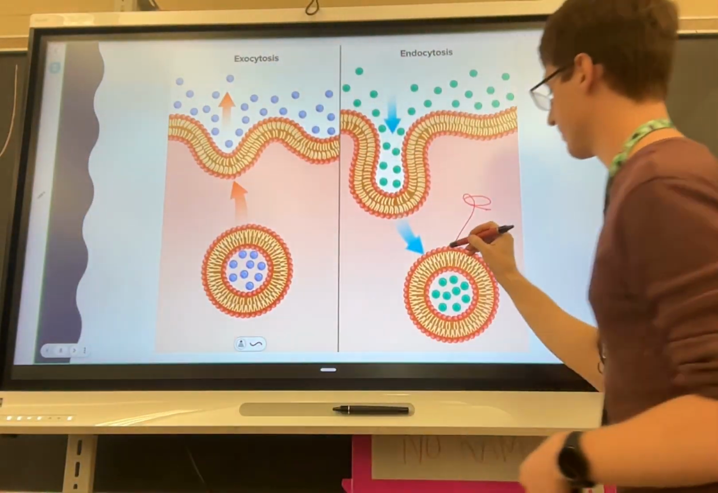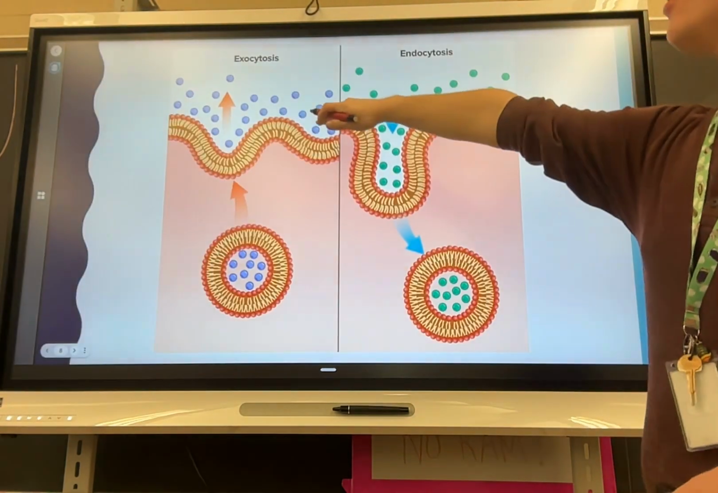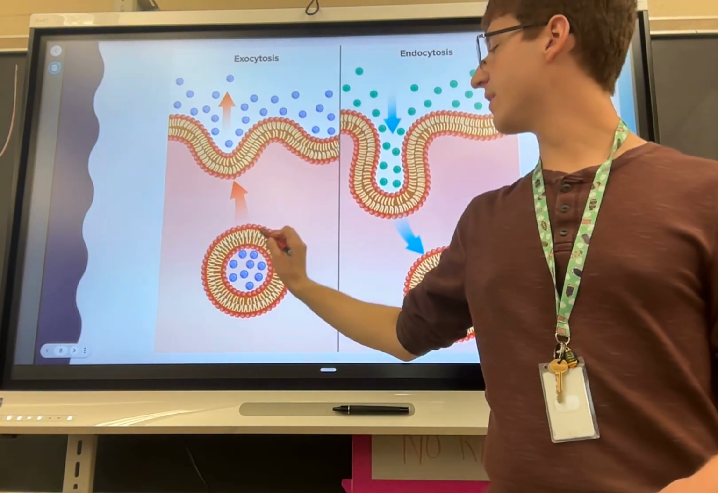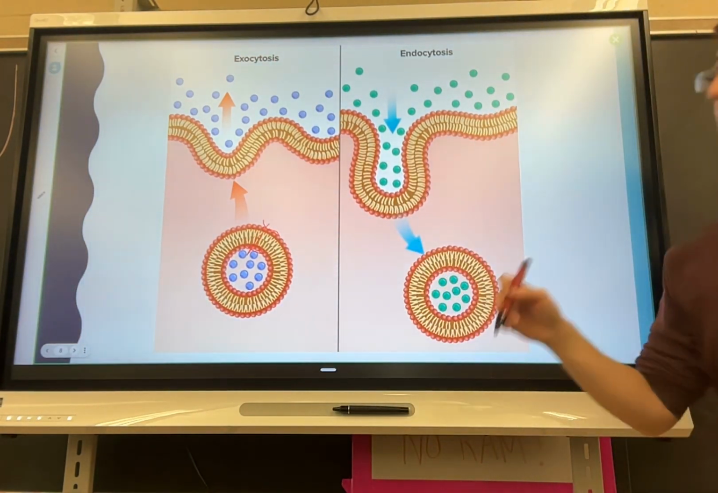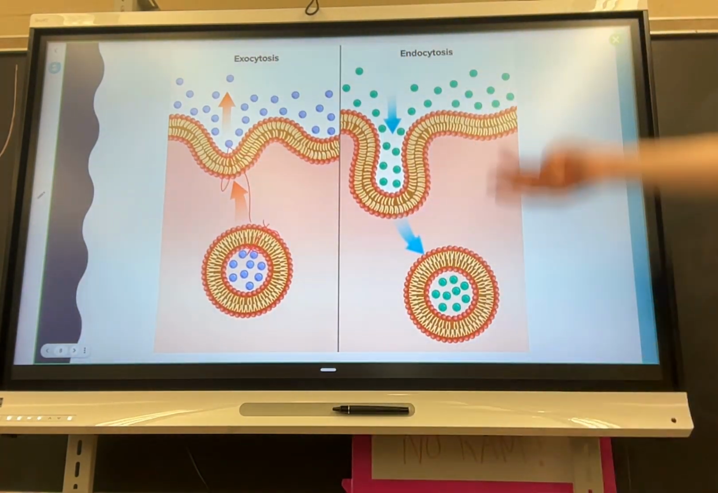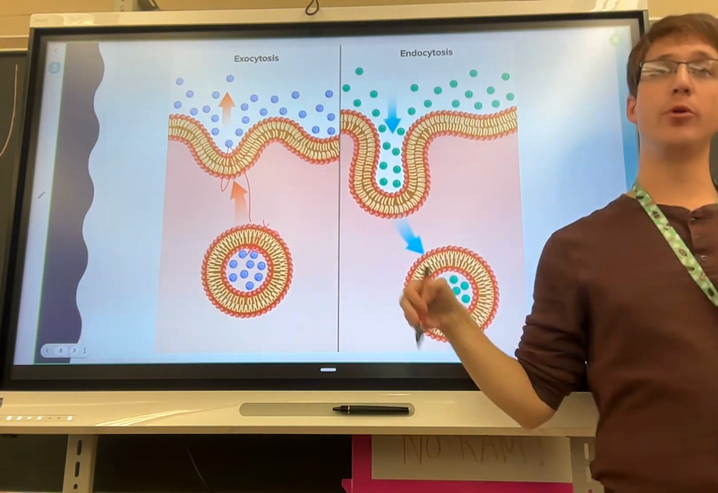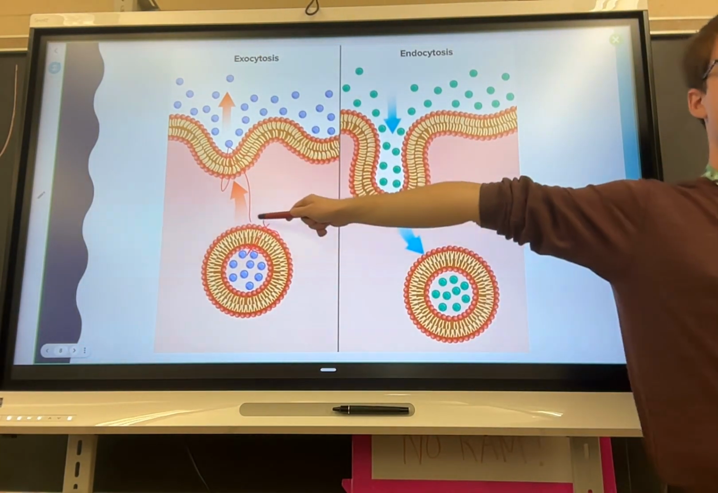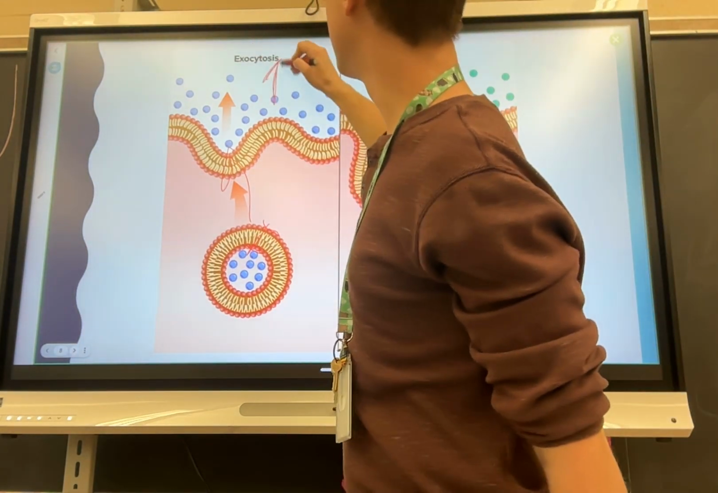So in exocytosis, we have this vesicle you can see is made out of phospholipids. It's going to bond to the cell membrane and it's going to force everything out. Where is the high concentration of little blue particles on this side? Out there. Up top. The high concentration is outside.